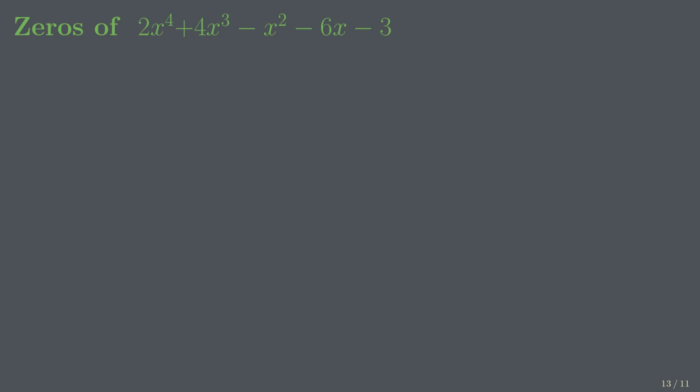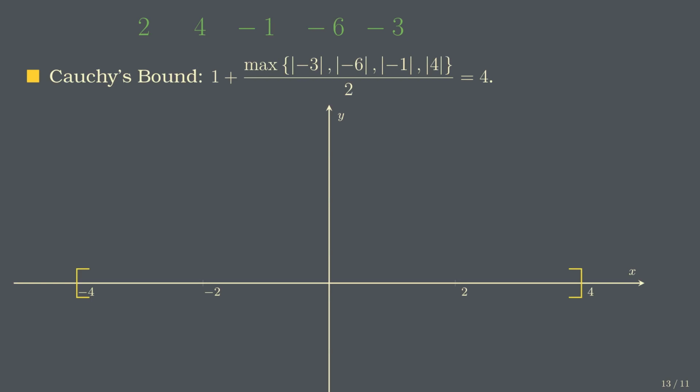Now let's finish the video with a specific example where I can show you how to use the techniques that we learned so far in order to determine the zeros of these polynomial functions. So first of all, look at the coefficients of the polynomial. You have 2, 4, minus 1, minus 6, and minus 3. Then the Cauchy bound of this polynomial is actually 4, meaning that every zero of this function should lie between minus 4 and 4.